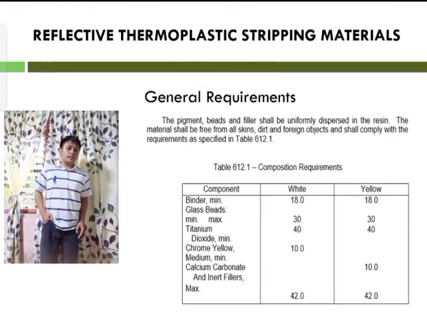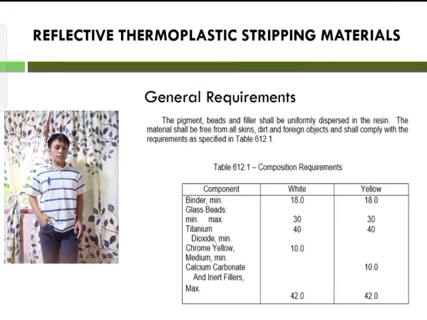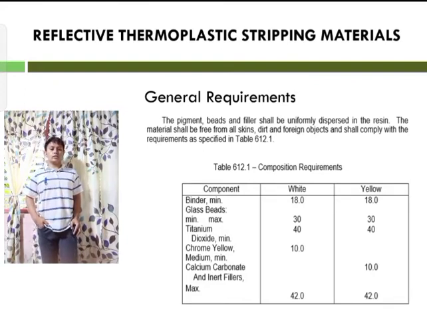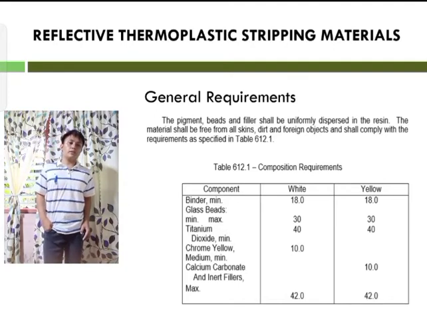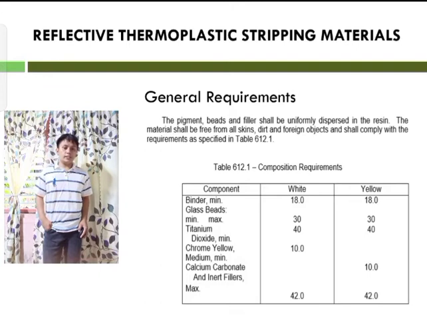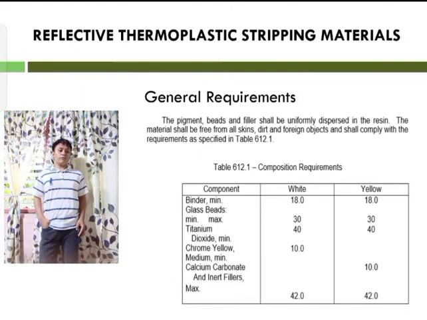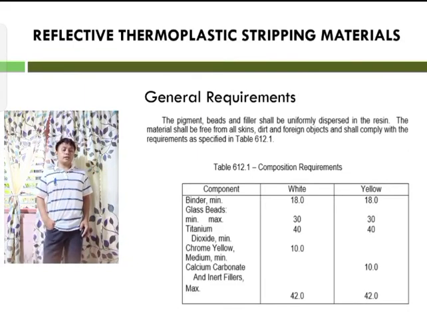The next thing is the composition requirements, still under the general requirements for reflective thermoplastic stripping materials. The pigment, beads, and filler shall be uniformly dispersed in the resin. The materials shall be free from all skins, dirt, and foreign objects, and shall comply with the requirements specified in Table 612.1, which is about the composition requirements. Here you can see the components and the colors, which are white and yellow. As observed in the table, we can conclude that both white and yellow have the same quantity in terms of their components.